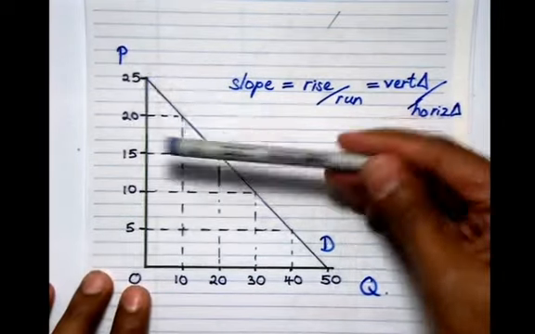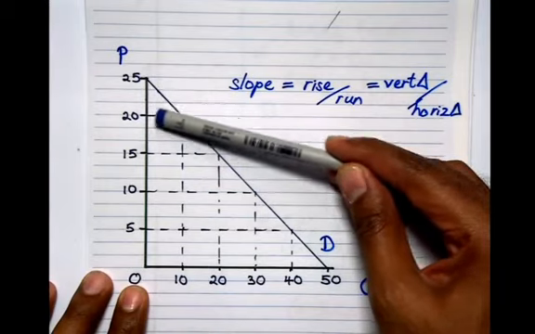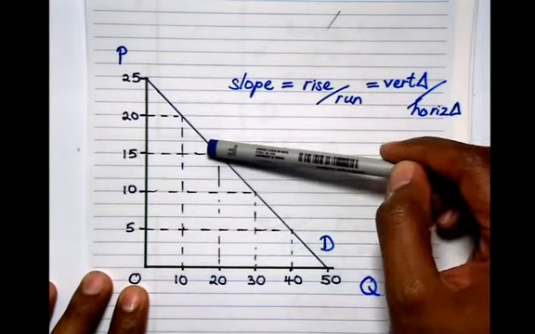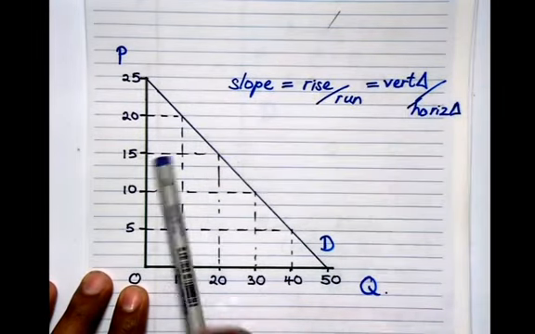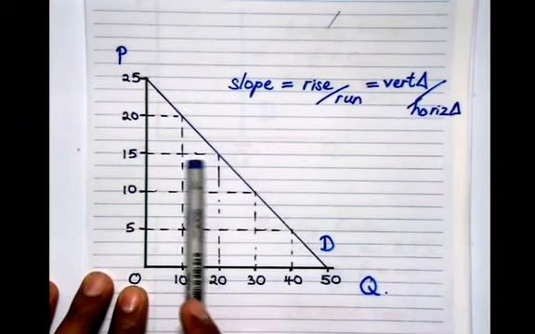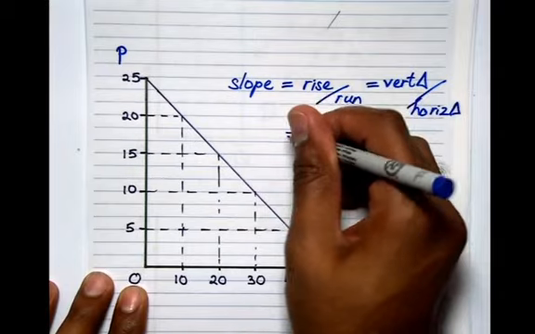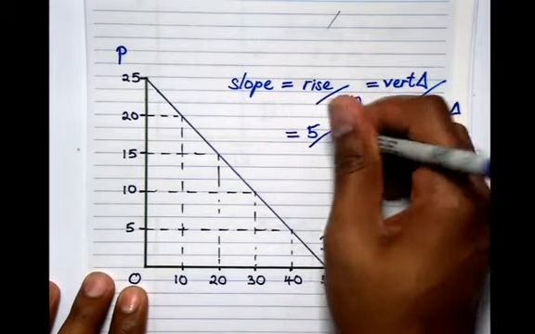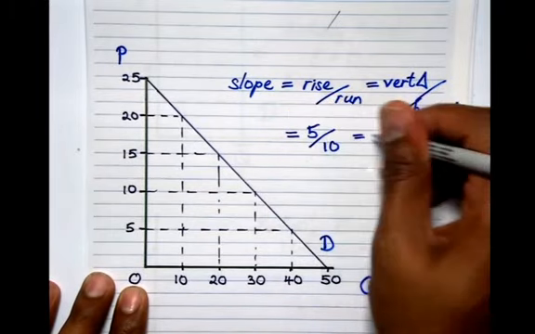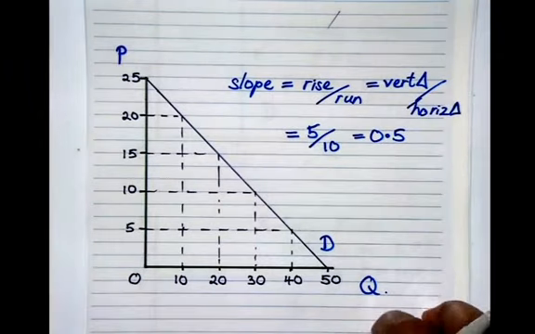Now, in this graph, the vertical change of any triangle is 5. And the horizontal change is 10. Agree? So the slope is 5 over 10, which is 0.5. Not too hard? Pretty okay?